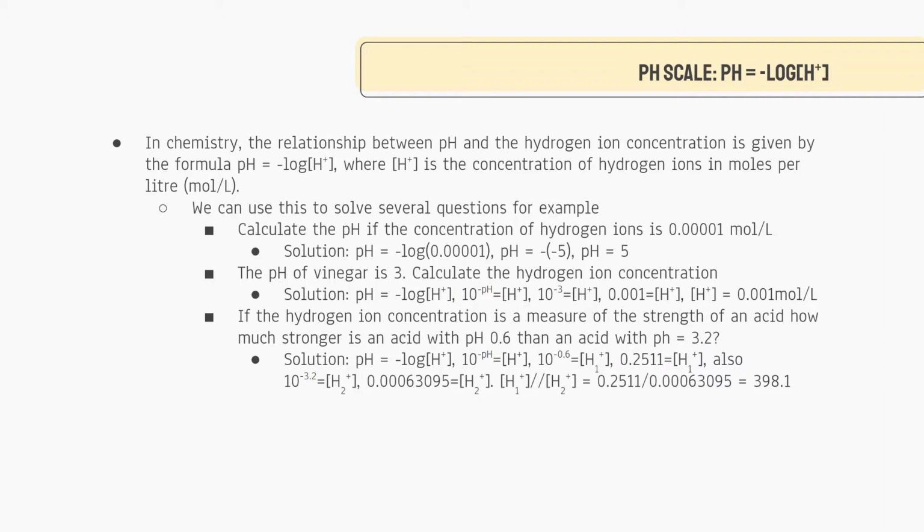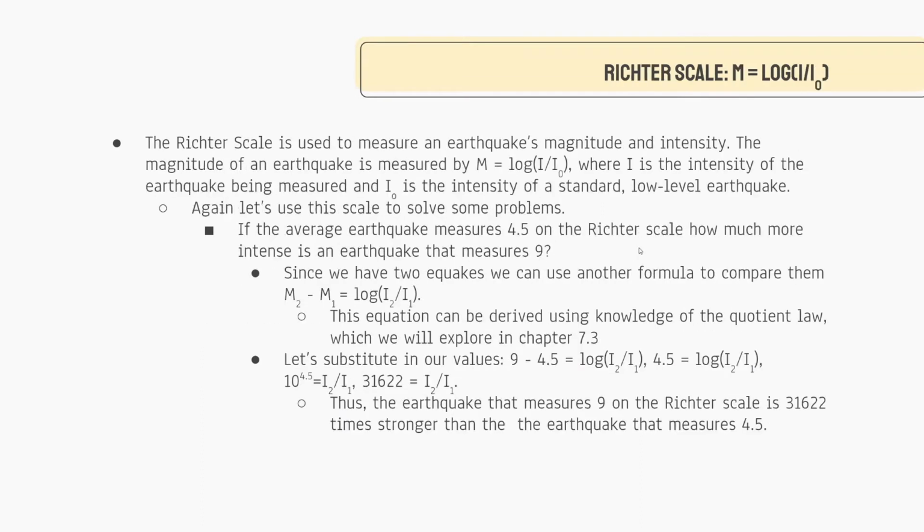Then, since we're talking about how much stronger the first acid is compared to the second one, we're actually taking the ratio between those two. And so we get H1 divided by H2. Again, we put those numbers in there and we get that our answer is approximately 398.1 times stronger. Now, if you understand this, you should be good to go with the pH scale.